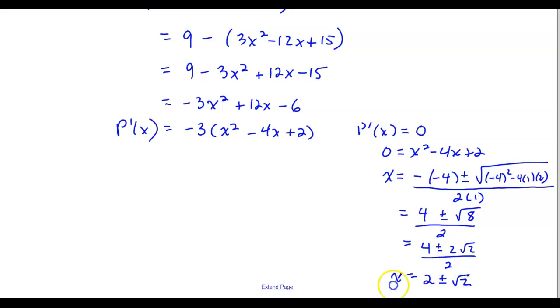Okay, so there's no values of x that make it undefined. We're not going to have any negative x values. We'll keep that, obviously, 0 and above for this particular application. And so, two critical values, 2 minus root 2. Remember, root 2 is about 1.4-ish, so 2 minus 1.4-ish is 0.6-ish. And then 2 plus root 2.